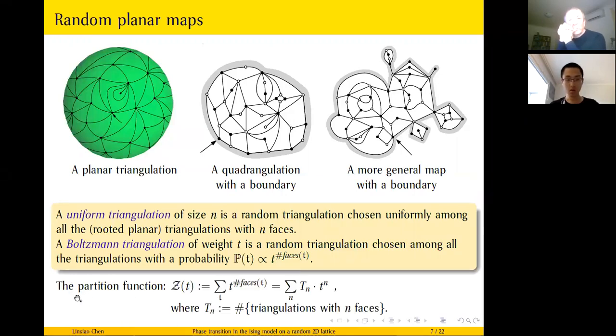Okay, and then we can define a partition function of the Boltzmann triangulation by summing this weight over all the finite triangulations. And it can be written also in this way. If Tn is the number of triangulations with n faces, then this partition function is just the generating series of the sequence of numbers Tn.